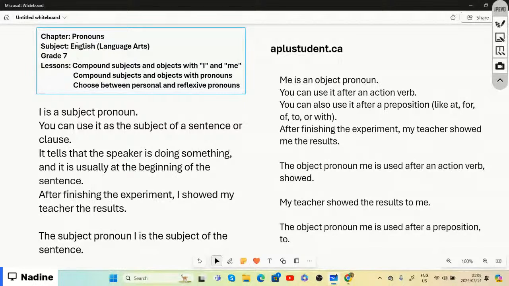I am going to the shop. I showed my teacher something. I played football. I played netball. I ran with my friends, right? So that is the subject pronoun I. It tells that the speaker is doing something, and it's usually at the beginning of a sentence.